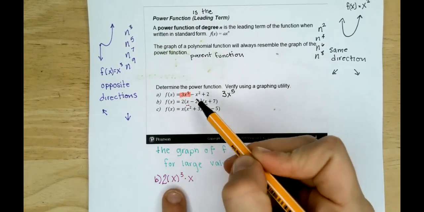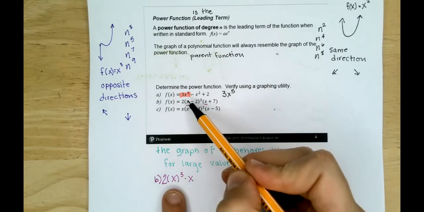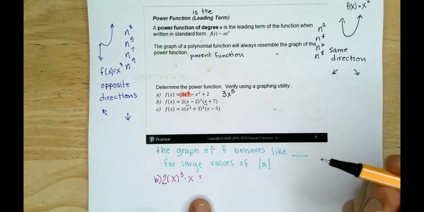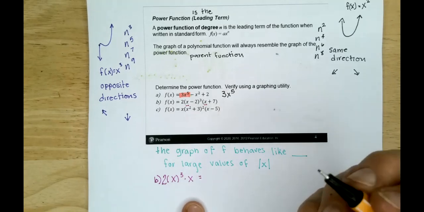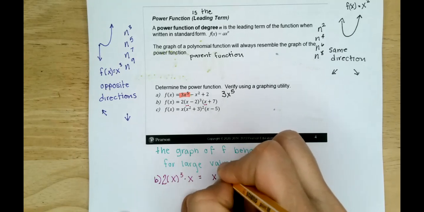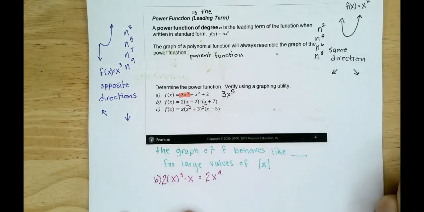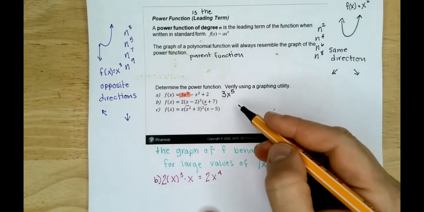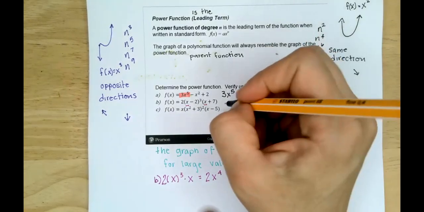So the 2, the x, and the x, but this x is cubed. The 2, the x, and the x are your leading terms. You're going to multiply them together to find the actual leading term of your entire polynomial. So x cubed times x is x to the fourth with a 2 in front of it. So the graph of f behaves like 2x to the fourth for large values of the absolute value of x.